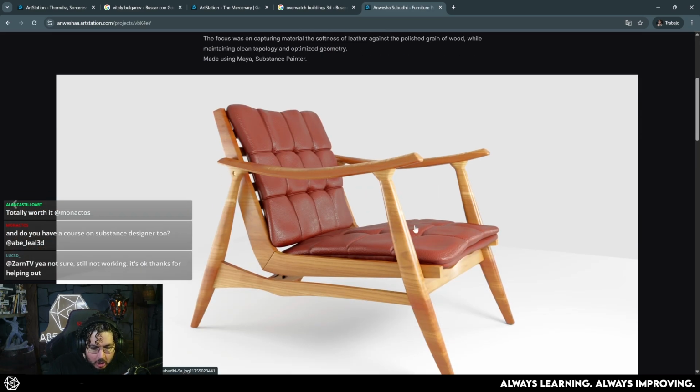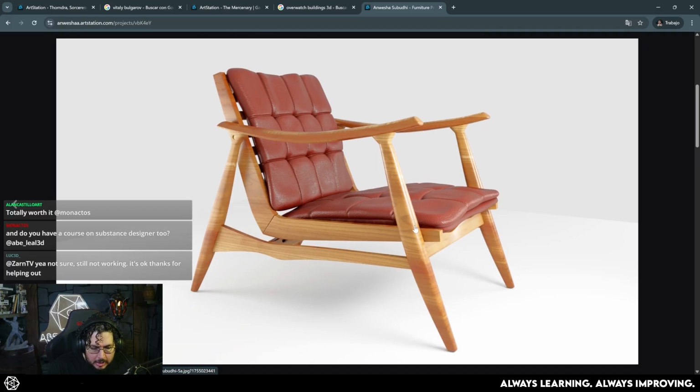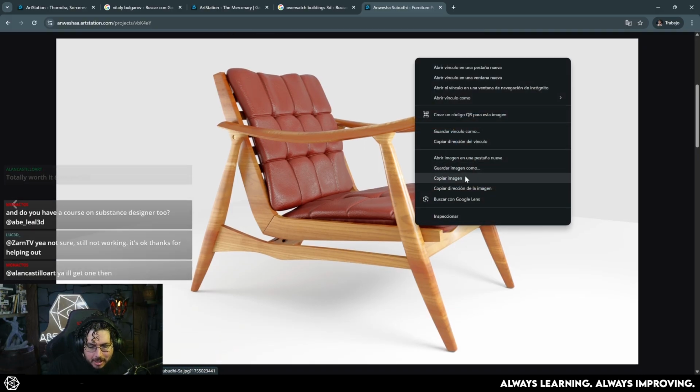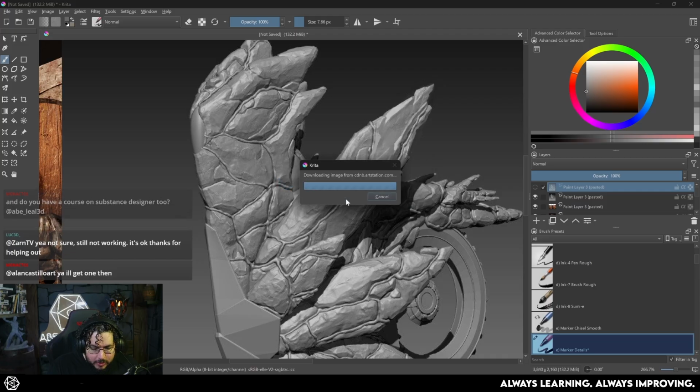Furniture, prop, vintage armchair. Nice. This one looks nice. Okay, very common issue, guys. A very common issue with wood.